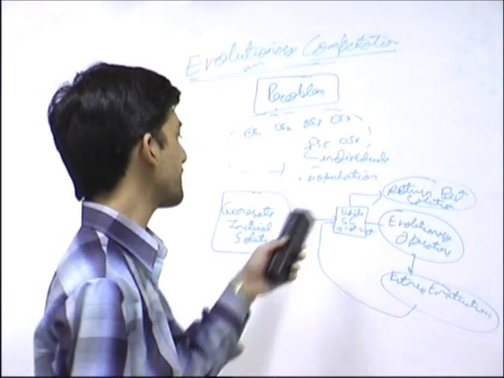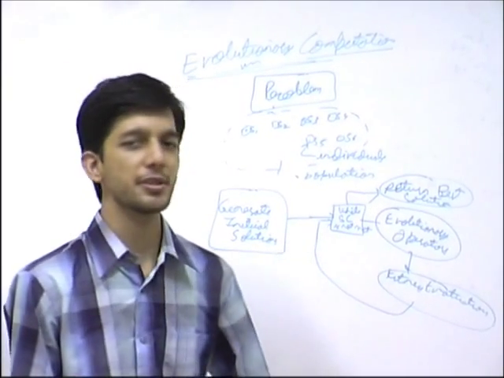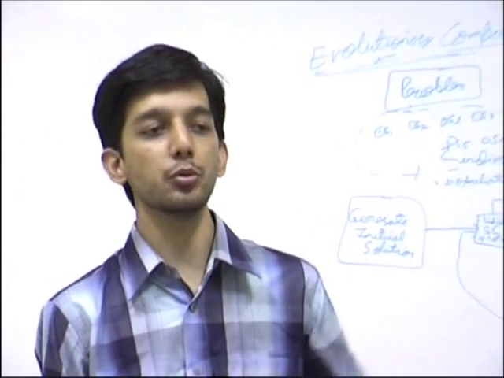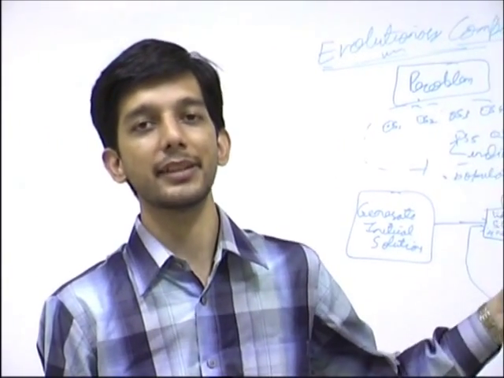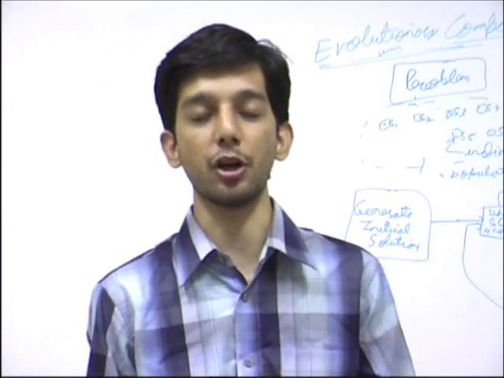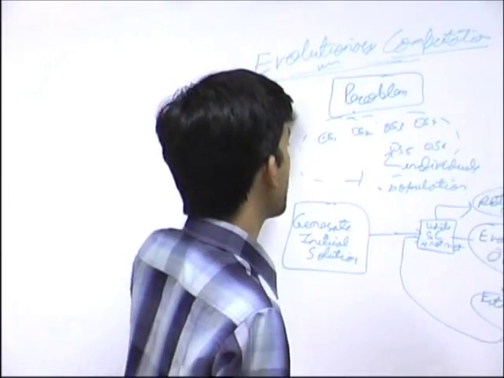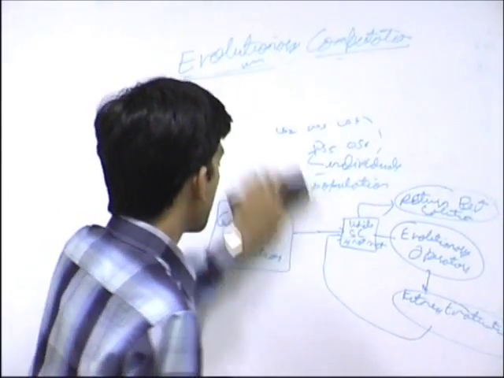So the basic algorithm says you keep on repeating this, and towards the end you just get out the best solution to the problem that I am trying to solve. So that's basically what evolutionary computation is all about.